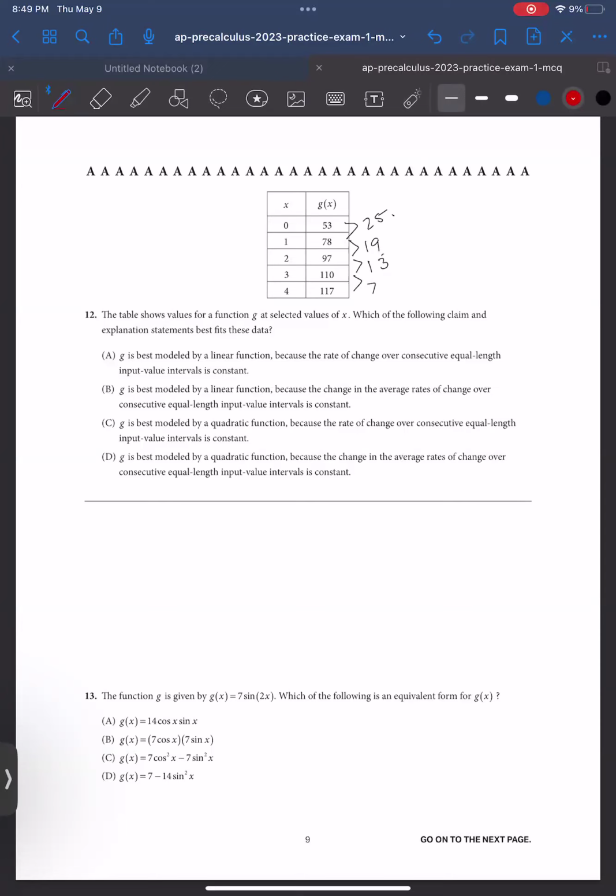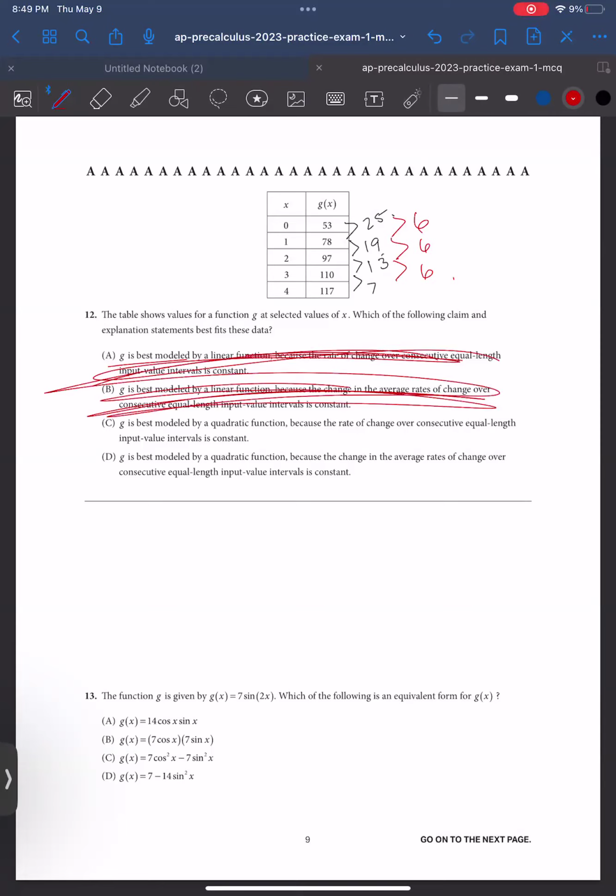What's the next one? From 25 to 19? 6. From 19 to 13? 6. Yes, 6. So it's the second one, quadratic, I think. So then, boom, A and B are wrong. Now I just need to figure out why.